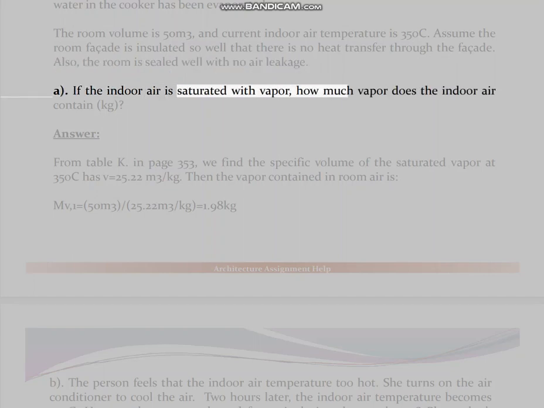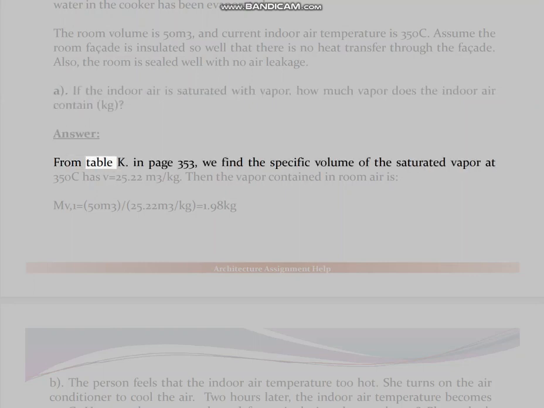A. If the indoor air is saturated with vapor, how much vapor does the indoor air contain, kg? Answer. From Table K, in page 353, we find the specific volume of the saturated vapor at 35 °C has v equals 25.22 m3/kg. Then the vapor contained in room air is mv1 = 50 cubic meters / 25.22 cubic meters per kilogram equals 1.98 kg.